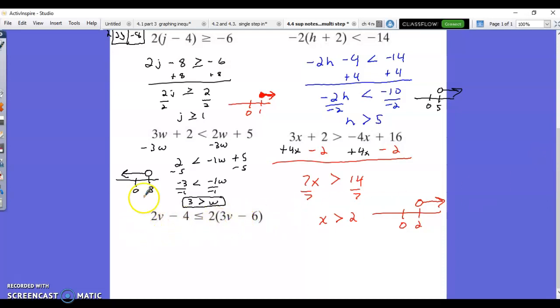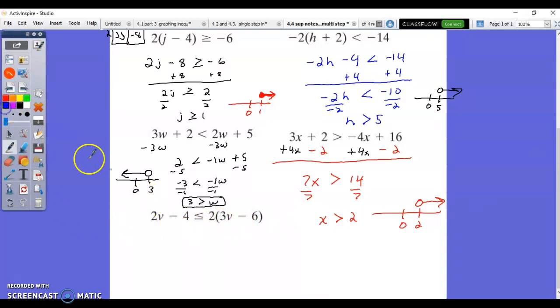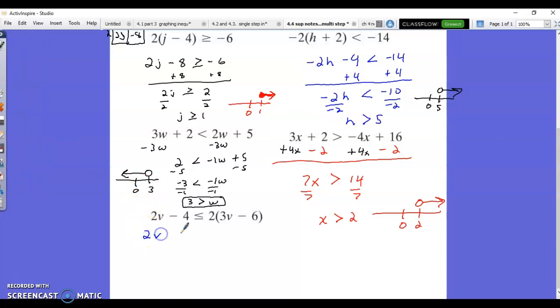We have a distributive property. So I can rewrite this problem as 2v minus 4 less than or equal to. Then if you need to use the box method, I'll go ahead and show the work with the box method here again. I know a lot of you guys prefer that. 2, 3v, negative 6. So that'd be 6v and negative 12 when you do that in your calculator. So we're writing that inside right here. 6v negative 12.